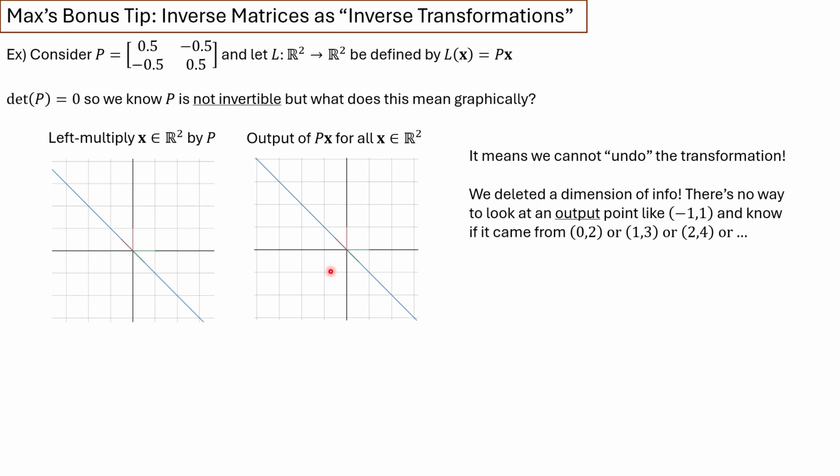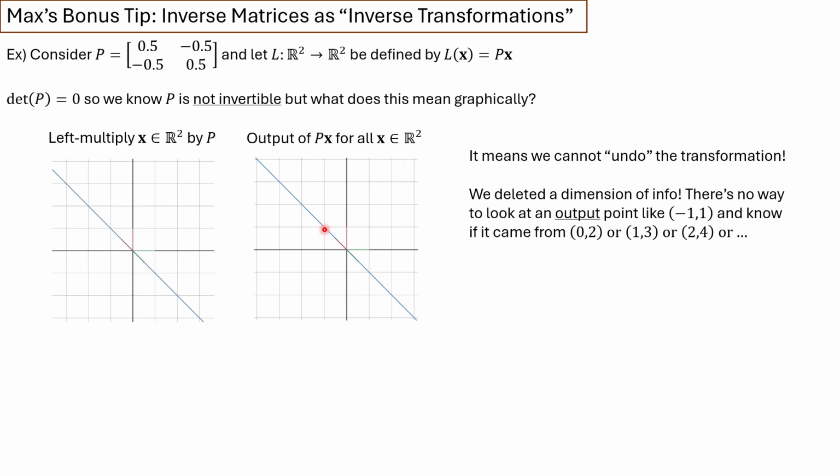All right, so look at this diagram on the right. If I give you an output of a point on this line, say -1, 1, do you have a way of knowing where it came from? Can we undo this transformation to get back to the past? Well, did it come from 0, 2? Did it come from 1, 3? There's no way of getting one unique input that mapped out to give us this output.